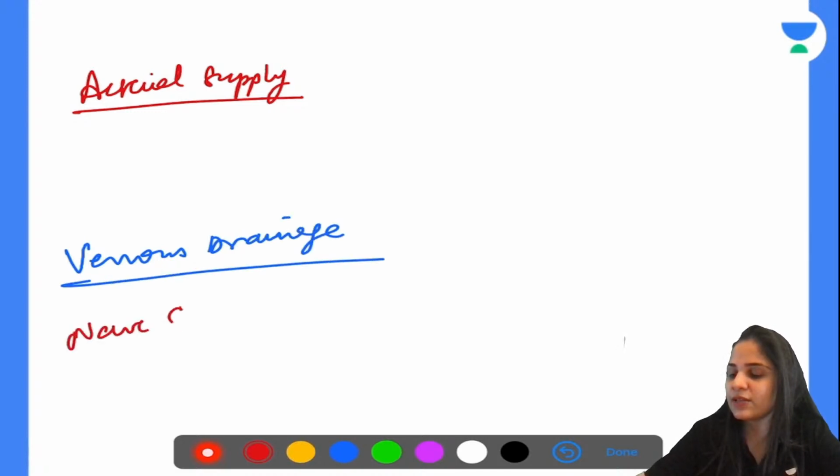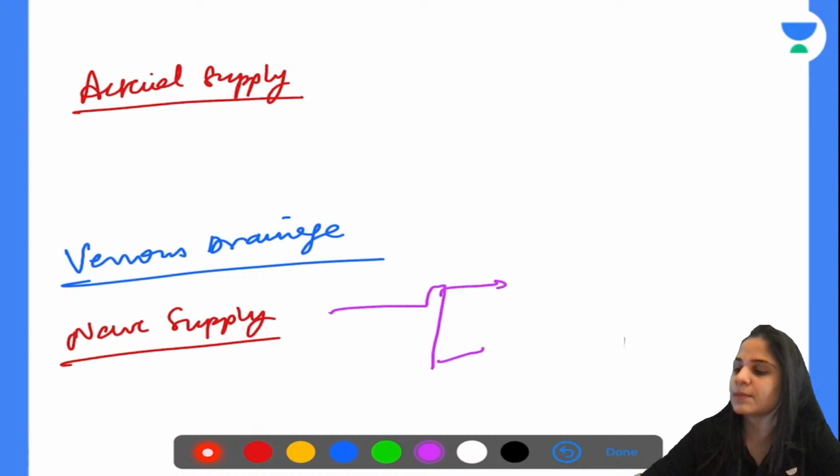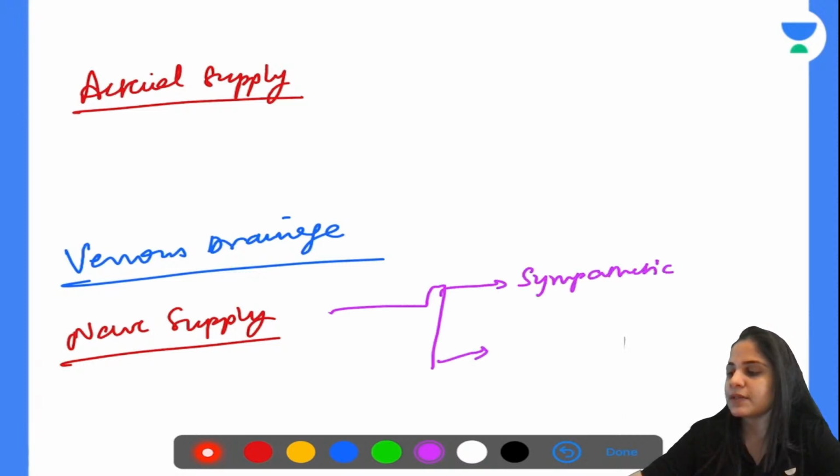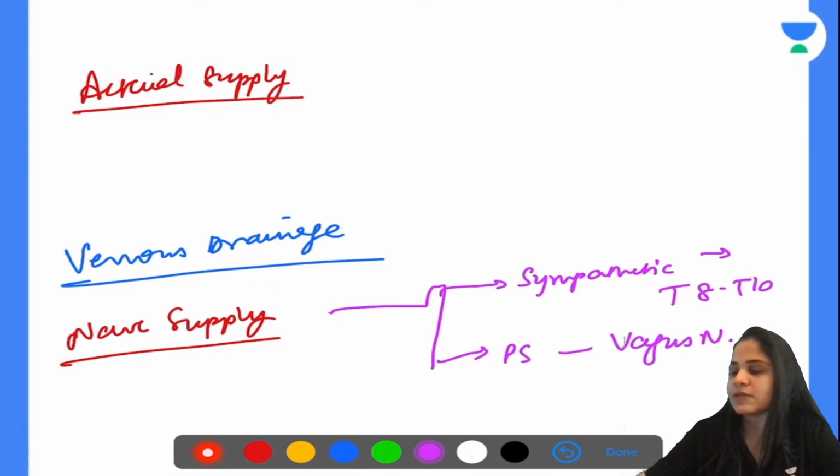Okay. And then you have the nervous supply. So we'll start off with the easiest thing over here, which is your nervous supply. In your nervous supply, you have sympathetic and parasympathetic. The sympathetic supply is by T8 to T10 spinal nerves. And your parasympathetic is by the vagus nerve, same as the stomach.